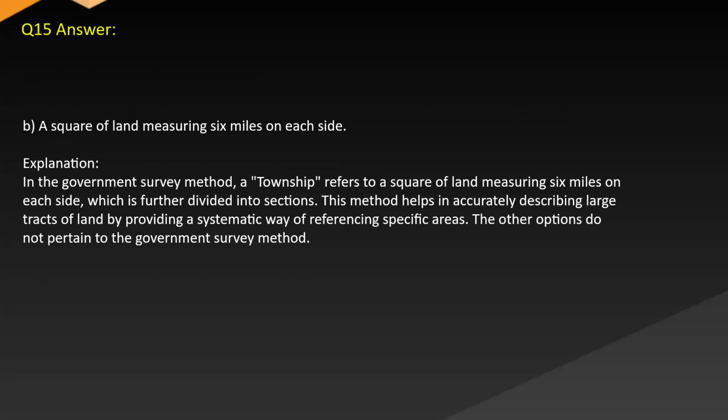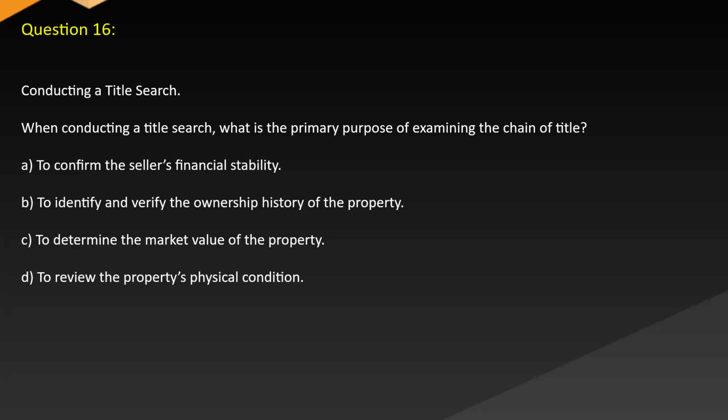Explanation: in the government survey method, a township refers to a square of land measuring 6 miles on each side, which is further divided into sections. This method helps in accurately describing large tracts of land by providing a systematic way of referencing specific areas. The other options do not pertain to the government survey method. Question 16. Conducting a title search.